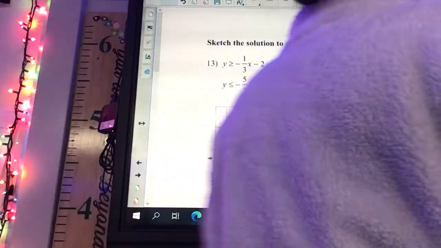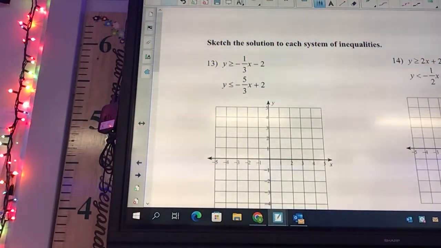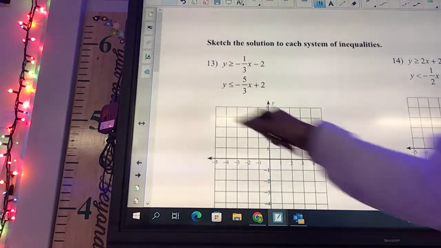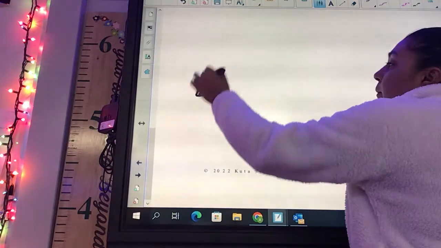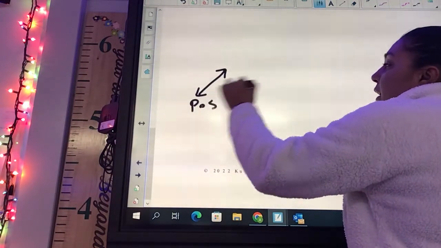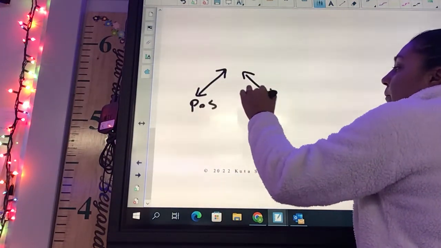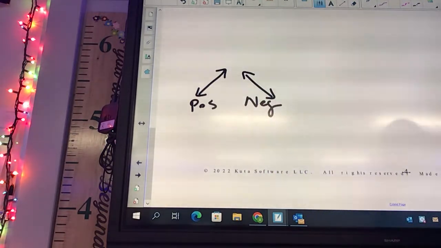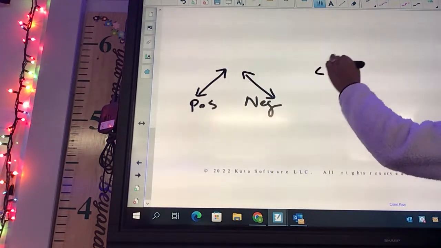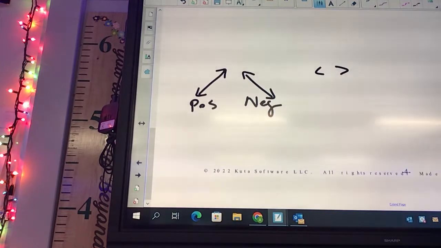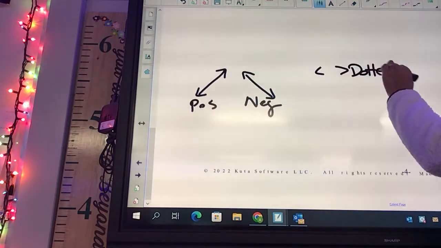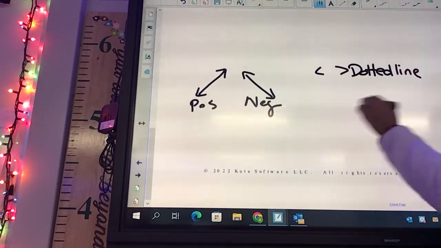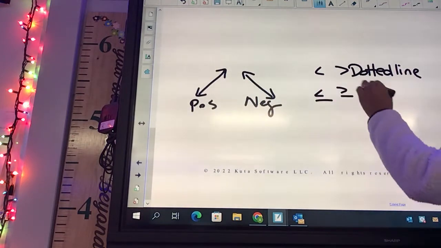The last page, you do need some notes, so make sure you write them down. I'm going to draw them down here. The first thing being, this is a positive line and this is a negative line. And then we also got, is this going to be solid or dotted? It's going to be a dotted line. And so this is obviously going to be a solid line.